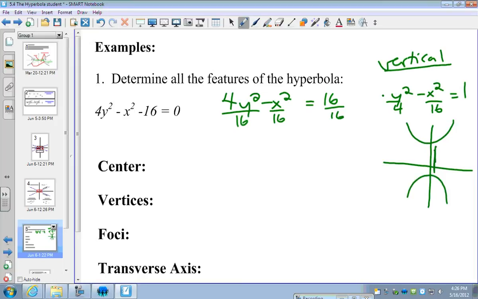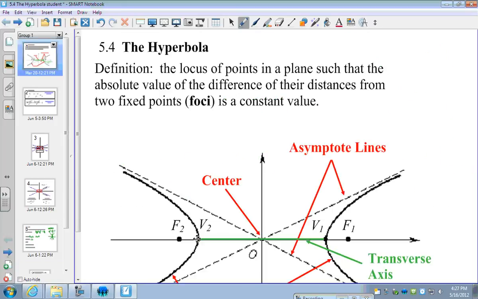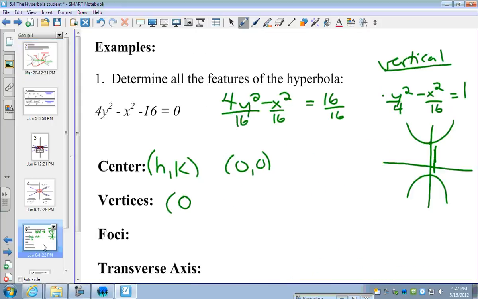Okay, a couple things to look at. My center is (h, k), so we'll make that note, and it's going to be (0, 0), because I don't have y minus something squared or x minus something squared. My vertices are going to be there and there on my hyperbola, here and here. So my x value is going to remain 0, and my y value is going to change, and it's going to change so that its length is a.